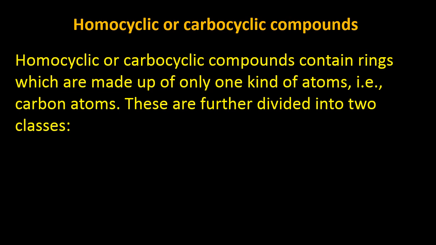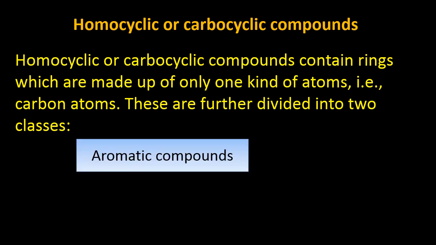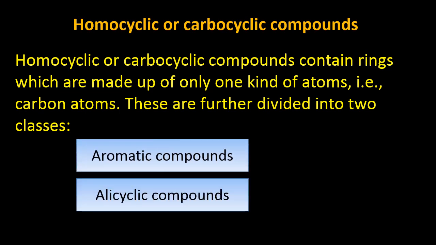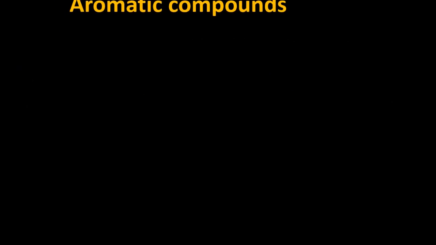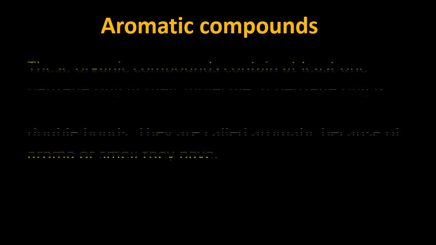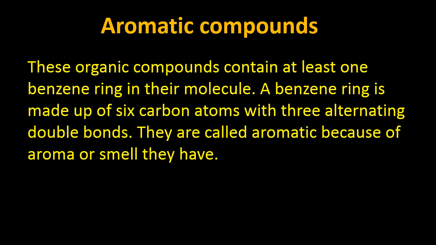Homocyclic compounds are further divided into two classes. Let's memorize them: aromatic compounds, and the second is alicyclic compounds. Now, we have to think about what aromatic compounds are. The word aromatic comes from aroma, which means fragrance. It's a very interesting thing about aromatic compounds that they produce fragrance.